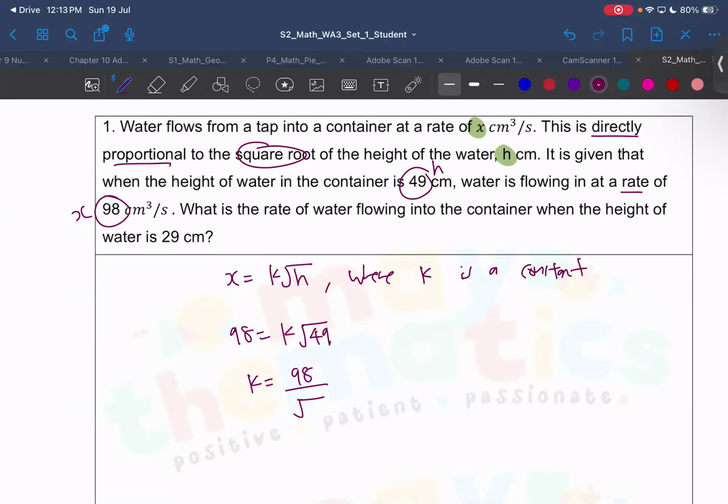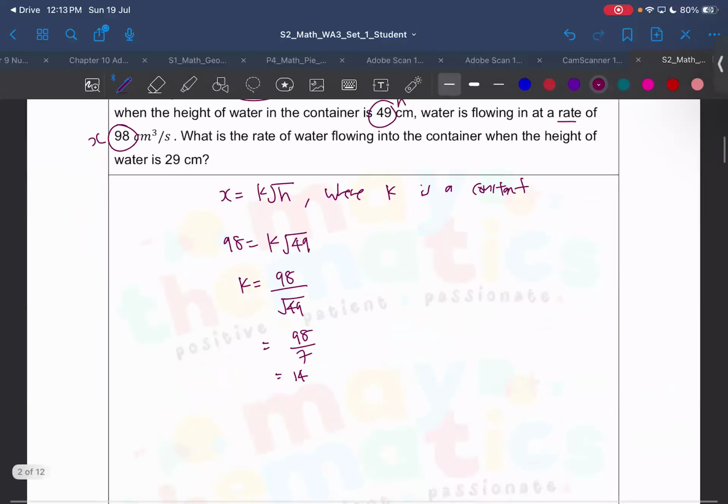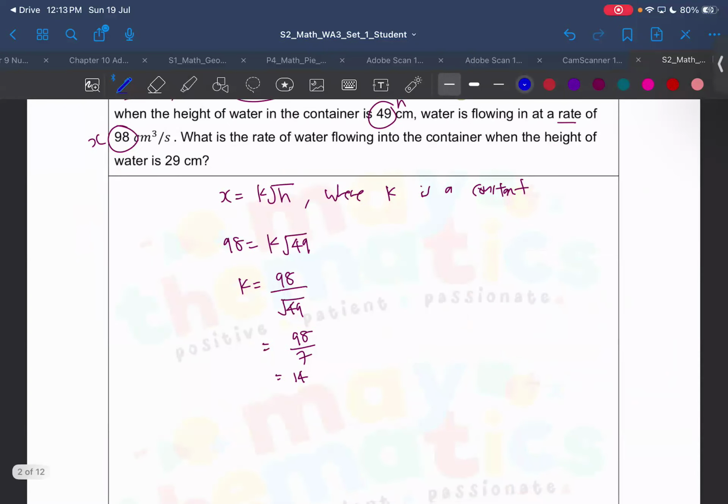So 98 divided by 49. Okay, then you will know that k is actually 98 over 7, which is 14. Okay, come Mirabel, after I find k, what do I need to do? Correct. Okay, after you found k, remember to rewrite your equation again. Because this will be the general formula that you'll be using to find your other values.